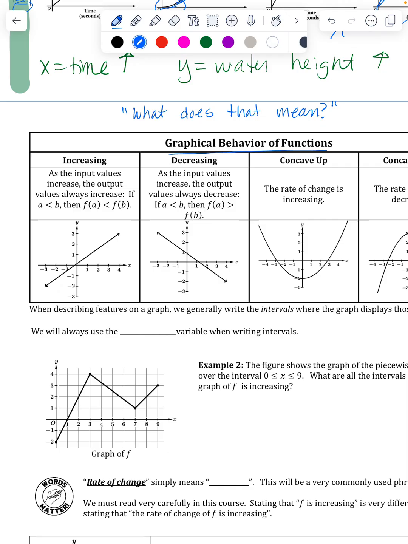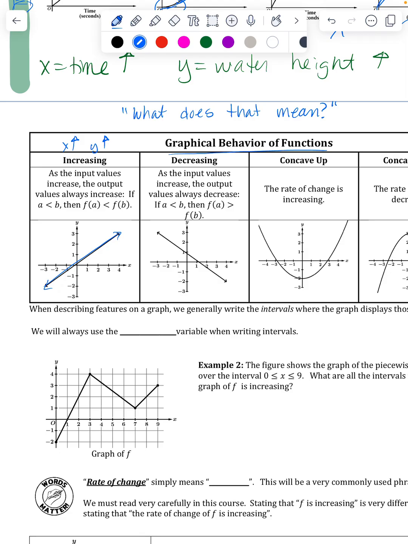Increasing: as the input values, meaning the x's, go up, the output values always increase. It doesn't have to be a straight line, but from left to right, it's always going up. That's increasing.